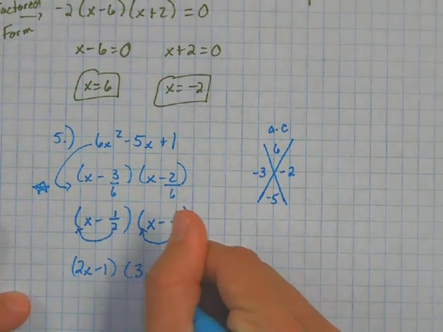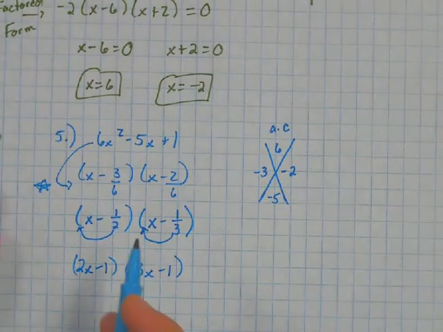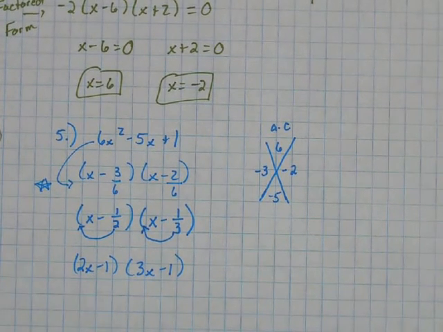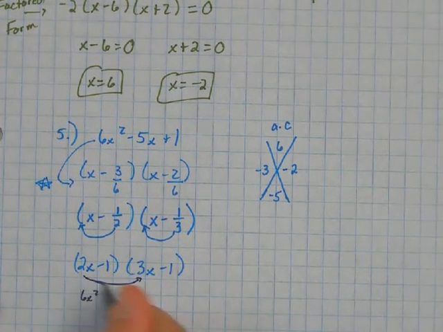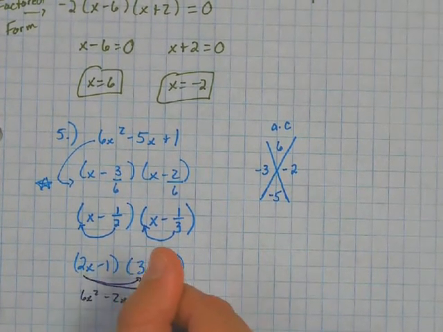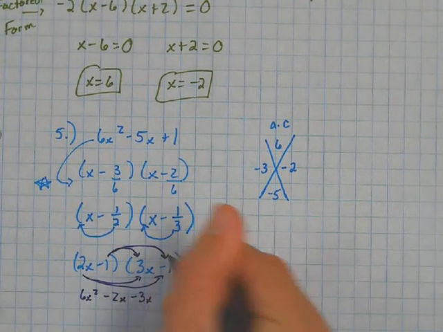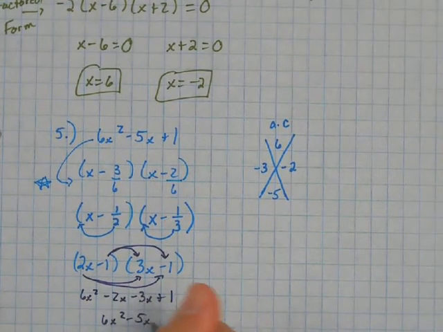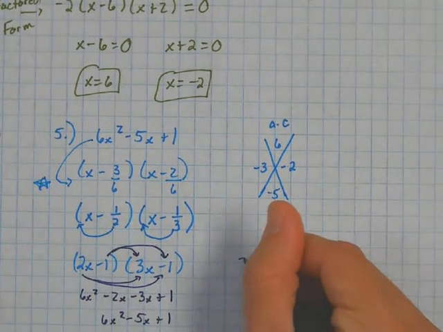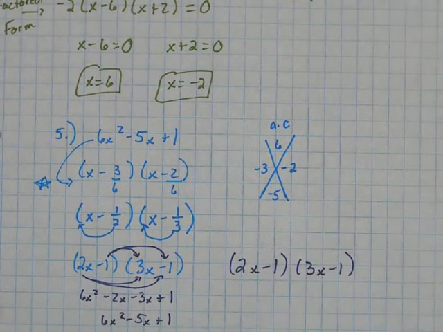This is factored. To multiply this back out and test it, I would say 2x times 3x is 6x squared. Then 2x times negative 1, then negative 1 times 3x, and negative 1 times negative 1. Oh, look! It's my original function. So 2x minus 1 times 3x minus 1, that is factored form.